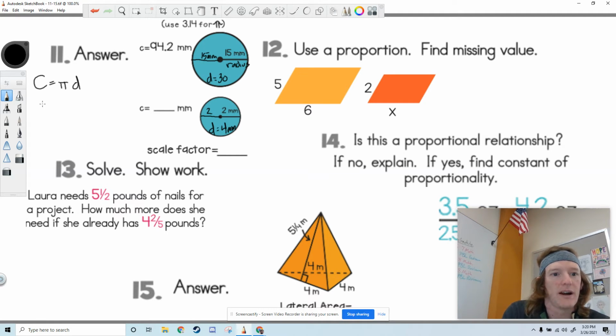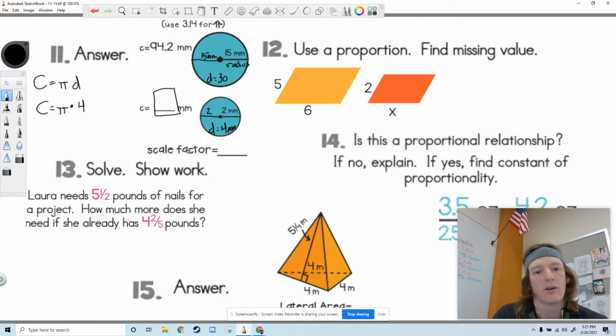We're going to do pi times 4. You're going to get an answer. You can put it right here. Then we have a second part where we need to find the scale factor. So our circle went from 15 millimeters to 2 millimeters. So how much smaller did it get to go to 1 millimeter?